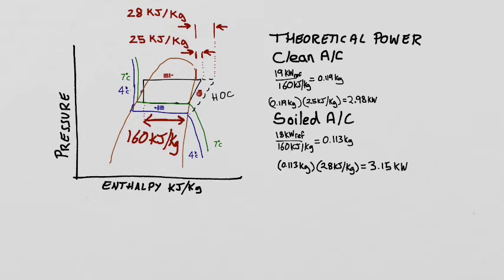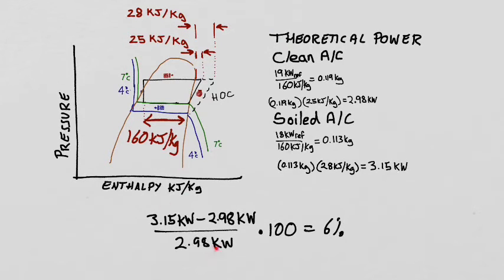We then multiply the mass flow rate by the heat of compression. For our clean air conditioner, heat of compression from here to here was 25 kilojoules per kilogram. That gives us a total of 2.98 kilowatts power theoretical. For the soiled air conditioner, the same process, but this time with a higher heat of compression, we get 3.15 kilowatts theoretical power. Theoretical power does not allow for mechanical losses in the compressor.